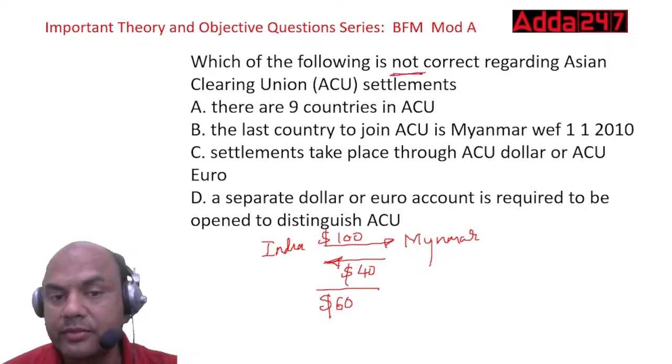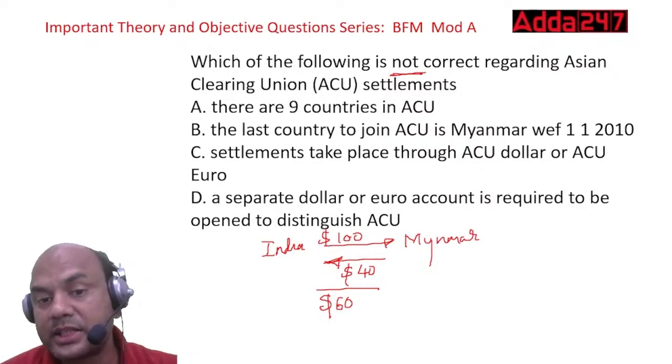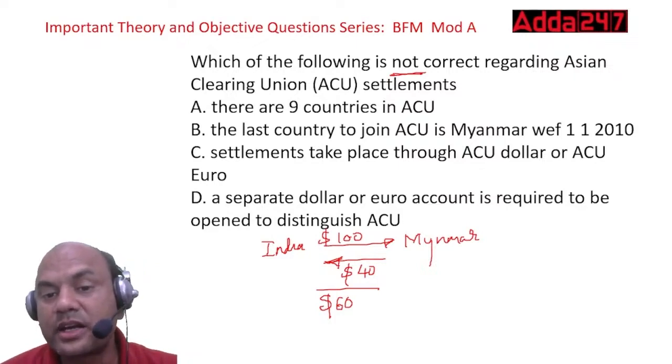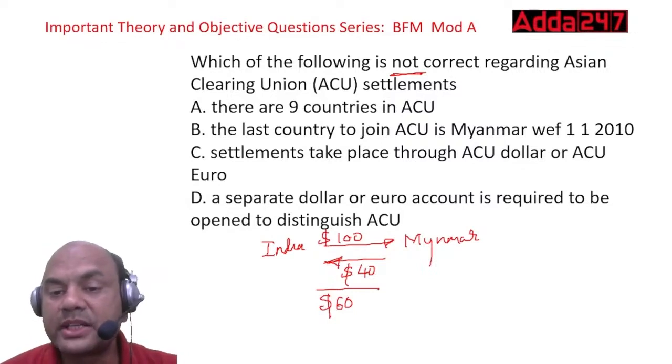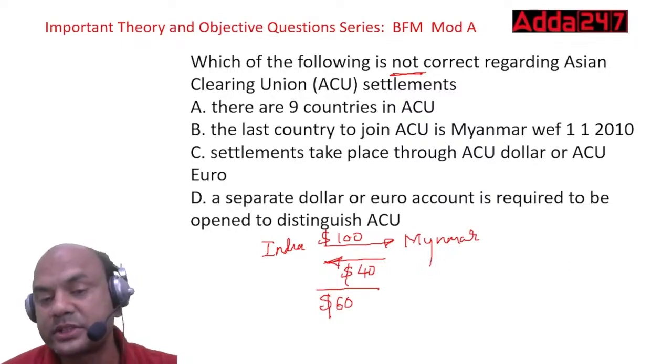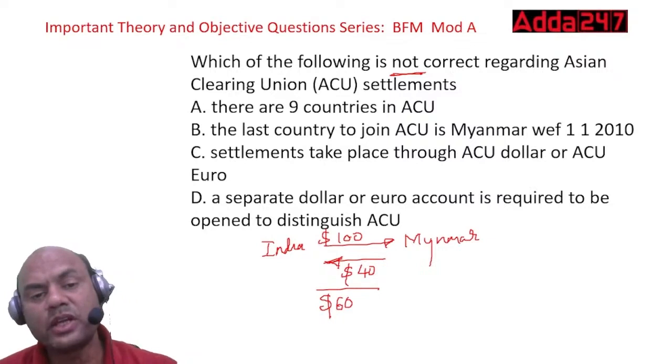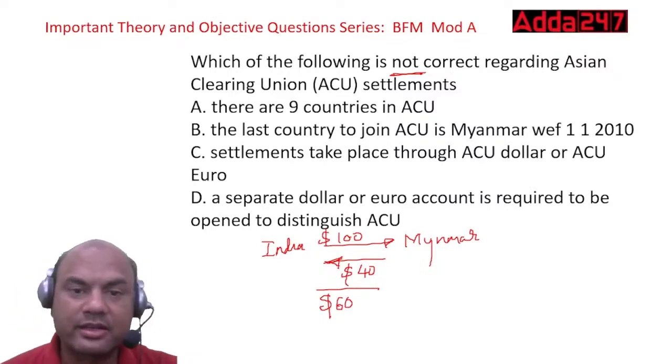So which of the following is not correct? Now we want the one that is not correct. There are 9 countries in ACU. The last country to join ACU is Myanmar with effect from 2010. Settlements take place through ACU dollar or ACU euro. Separate dollar or euro account is required to be opened to distinguish the ACU. So which is the correct one? Again think.